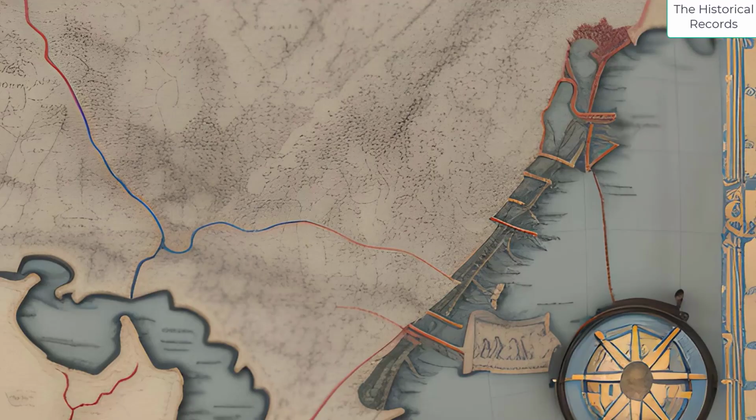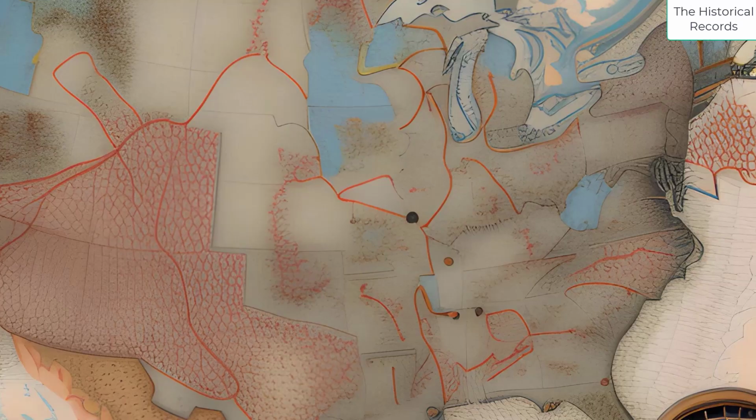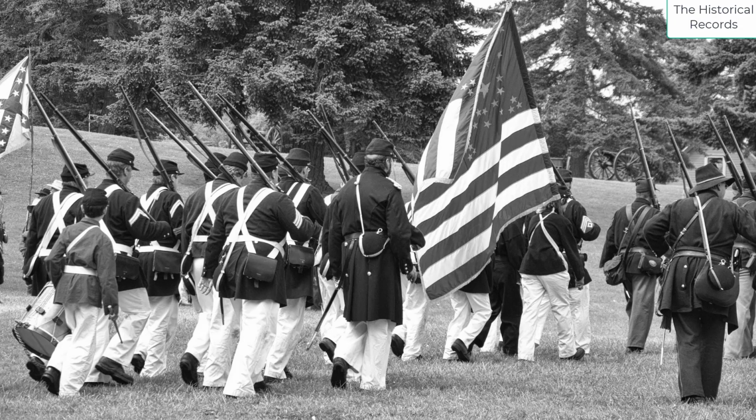On the other side, Union forces, commanded by Major General George B. McClellan, were determined to intercept and thwart Lee's invasion. The two armies converged in the shadow of the South Mountain Range, a series of steep and rocky ridges that presented a formidable natural barrier.